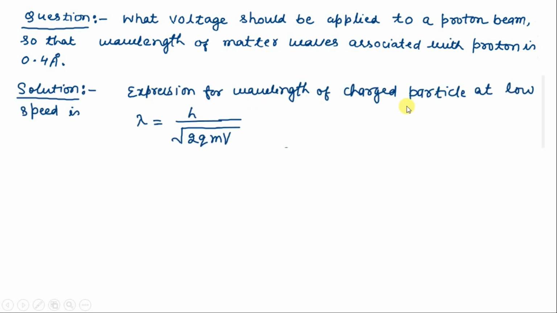The expression for the wavelength of a charged particle at low speed is given by lambda is equal to h upon square root of 2qmV. Here q is the charge of the charged particle, m is the mass, and V is the accelerating voltage. Since we want to find the voltage, after cross multiplying and simplifying we get the formula for accelerating voltage: V is equal to (h by lambda) whole square, multiplied by 1 upon 2qm.